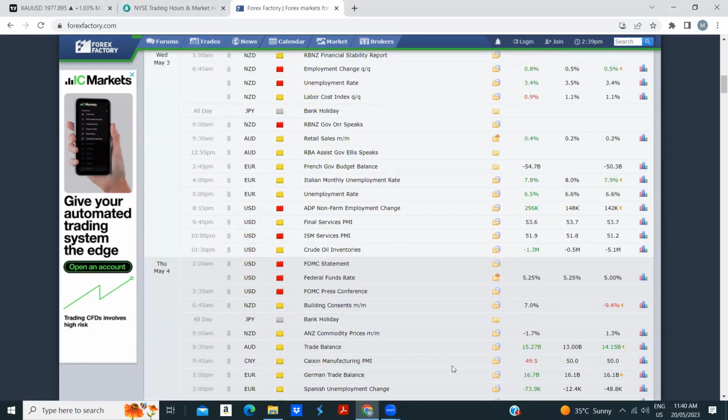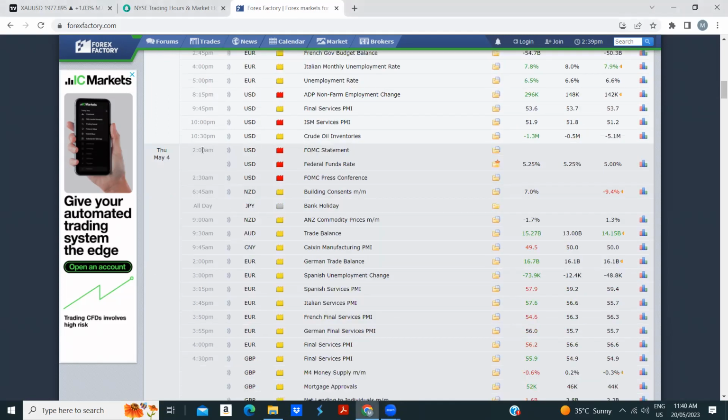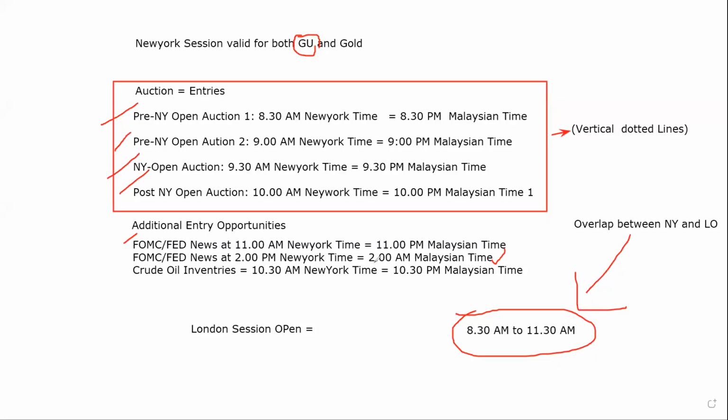Auction time. Now, I told you about crude oil inventories. Do you remember? So crude oil inventories, again, we have at 10:30 p.m. Malaysian time. So 10:30 a.m. New York time. Got it? FOMC at 2 a.m. Did you see? Can you see, as I told you here. FOMC news at 2 p.m. New York time and 2 a.m. Malaysian time. So there's an FOMC news.